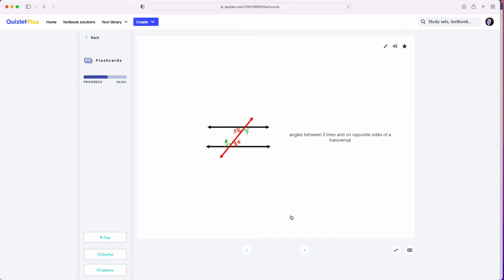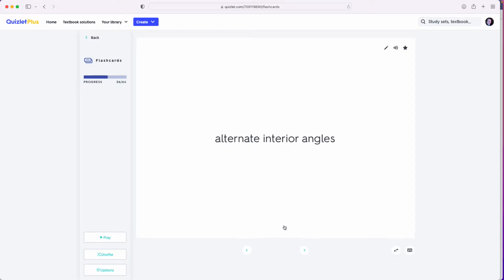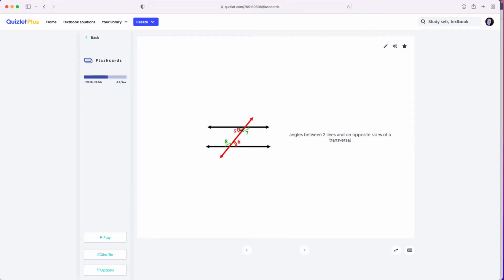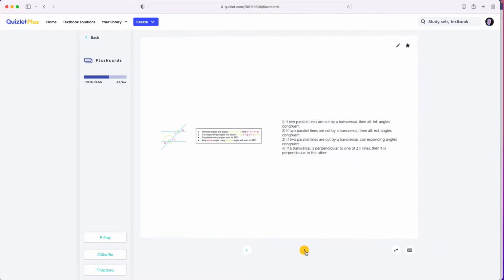Angles between 2 lines and on opposite sides of a transversal are alternate interior angles. We know that if those lines that the transversal cuts are parallel, then the alternate interior angles are going to be congruent. Angles that lie outside a pair of lines on opposite sides of a transversal are the alternate exterior angles. And if those lines are parallel, then we know that they are congruent as well.